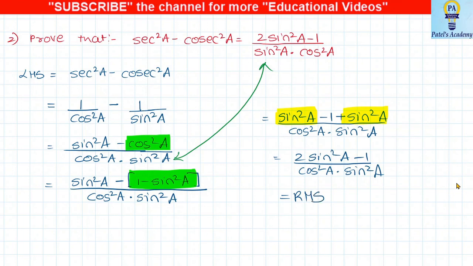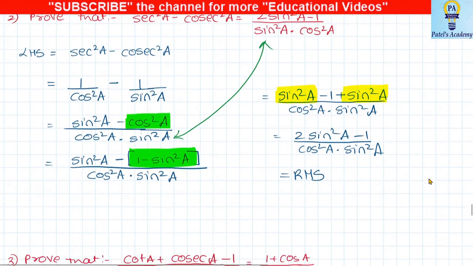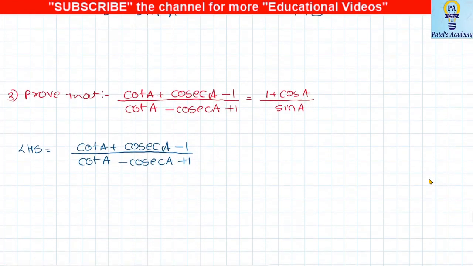Okay, so always you have to keep one eye on the right hand side, what you want. According to that we convert. Okay, so this is the second sum. Now let's see the third sum, students.